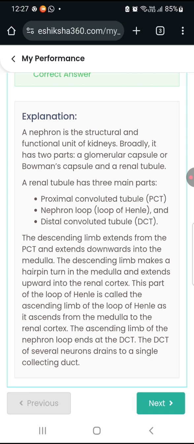This part of the loop of Henle is called the ascending limb of the loop of Henle as it ascends from the medulla to the renal cortex. The ascending limb of the nephron loop ends at the DCT. The DCT of several nephrons drains into a single collecting duct.